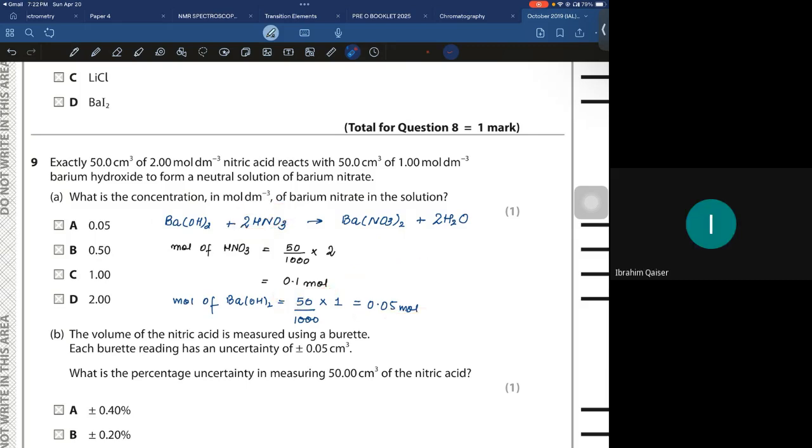Since the number of moles are the same, the number of moles of barium nitrate would be 0.05 mole. Then we have to divide it by the volume. The total volume is 50 and 50, that is 100 centimeter cube. So you are supposed to convert cm cube into dm cube. 100 divided by 1000 would be 0.1. So I'm going to divide by 0.1. So what's the answer? 0.5. So the answer is B.